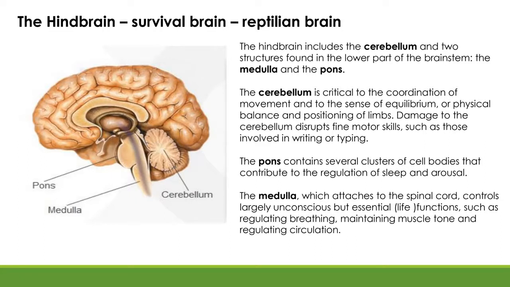So what the cerebellum does, that little oyster shape there labeled the cerebellum, is important for coordinating movement, the sense of equilibrium in our body, physical balance, and the positioning of our limbs. So if we damage the cerebellum, we might upset our sense of balance and our positioning in space. Damage to the cerebellum disrupts fine motor skills involved in writing, for example, or typing. So that's what that part of the brain does. It's very important for movement, and any damage to it can cause damage to our movement.